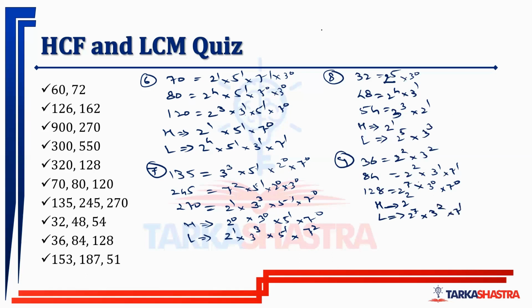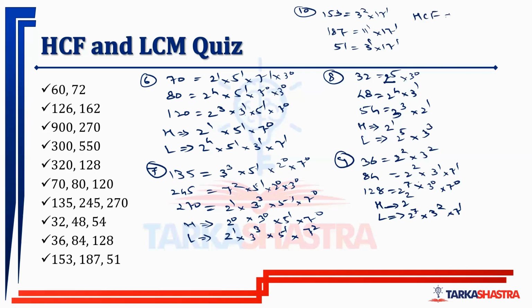Okay, the 10th one. Let us try to solve the 10th one here. 153 is 17 nines, so 3 square into 17 raised to 1. 187 is 17 elevens, so 11 raised to 1, 17 raised to 1. And 51 is 3 raised to 1 into 17 raised to 1.